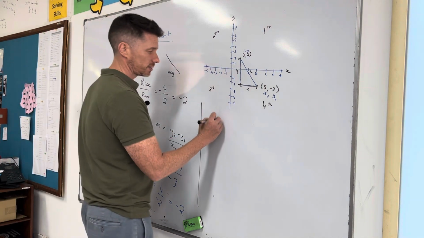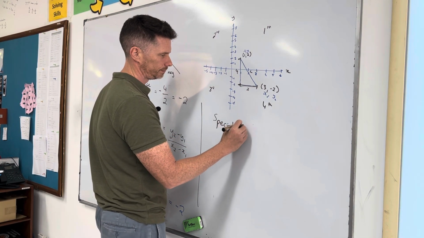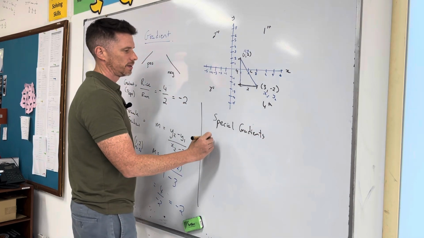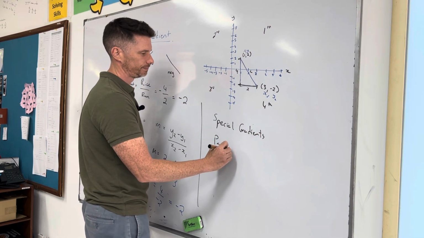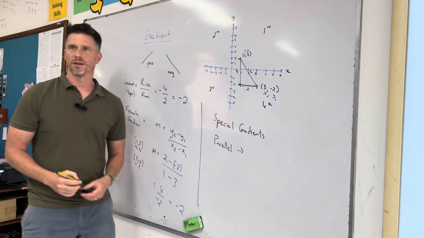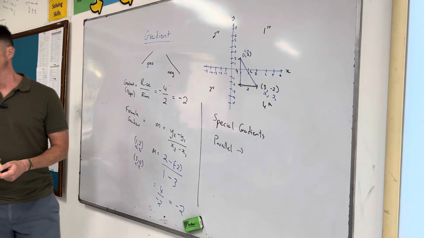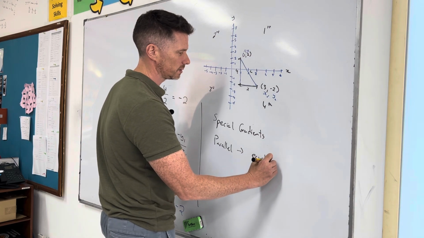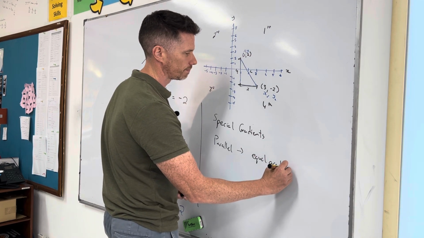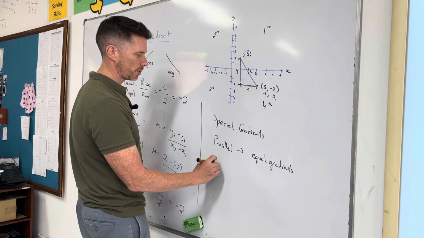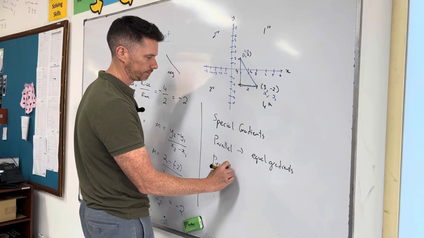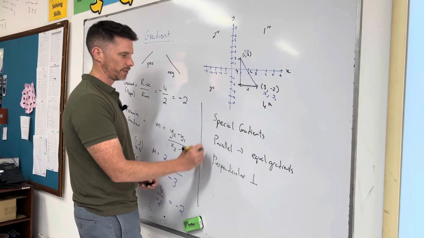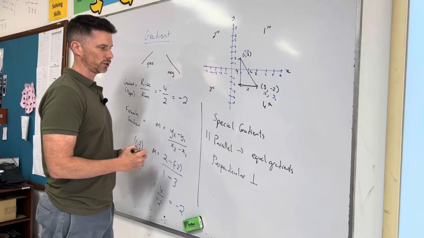Special gradients. There are two main ones. Parallel. If lines are parallel, they have equal or the same gradients. If lines are perpendicular, the symbol for perpendicular is this. The symbol for parallel is two straight lines like that, if you weren't sure.